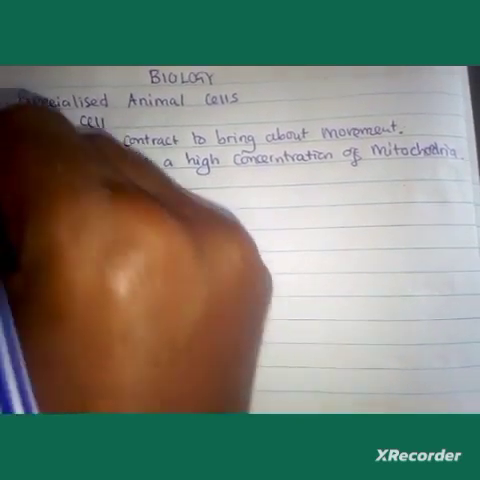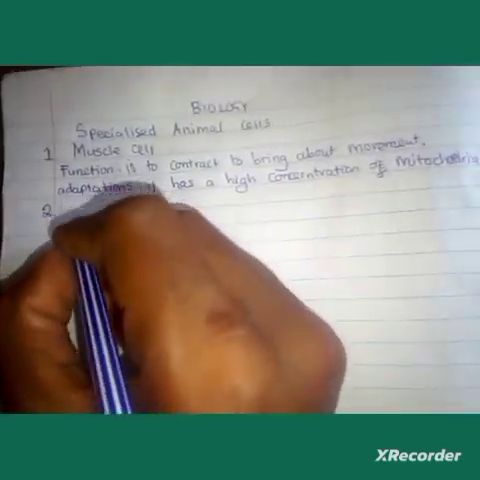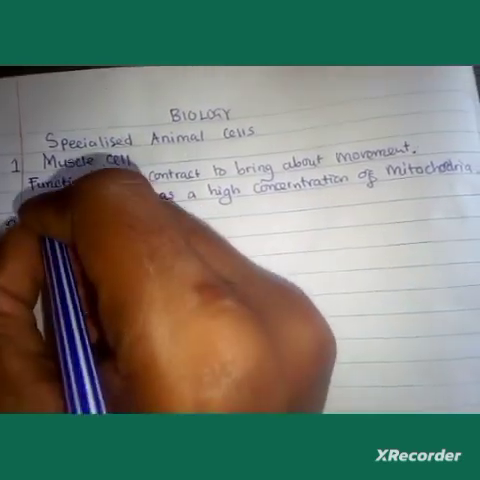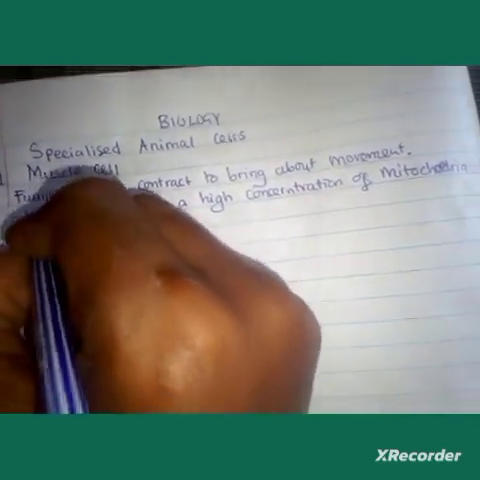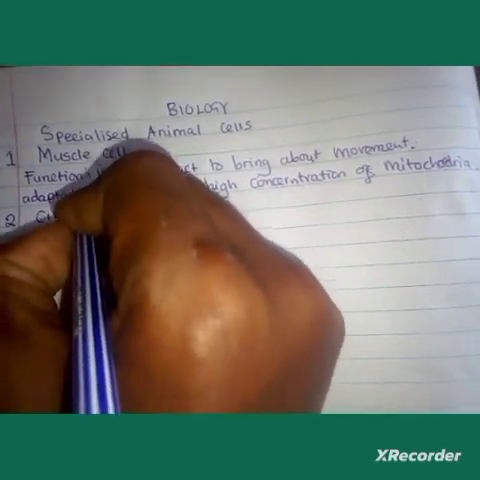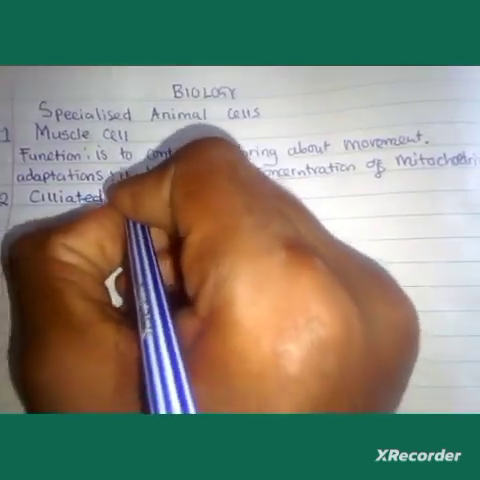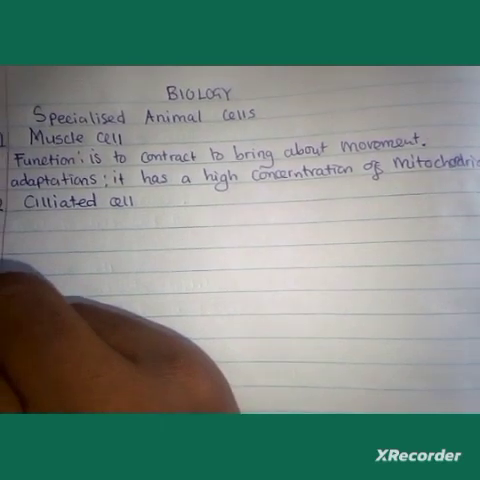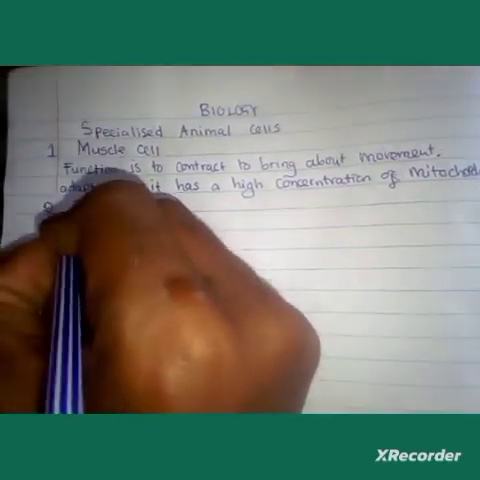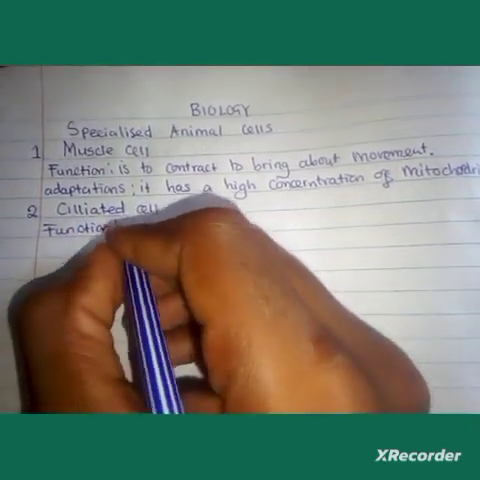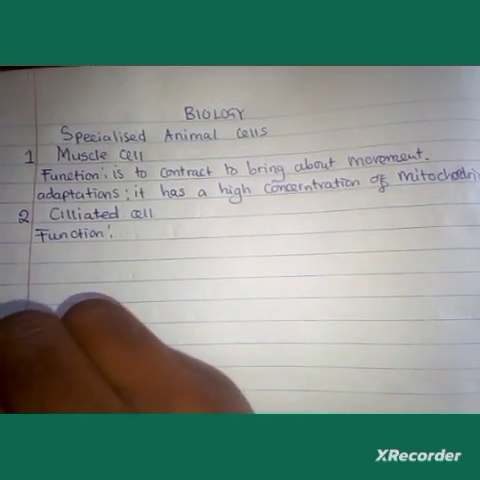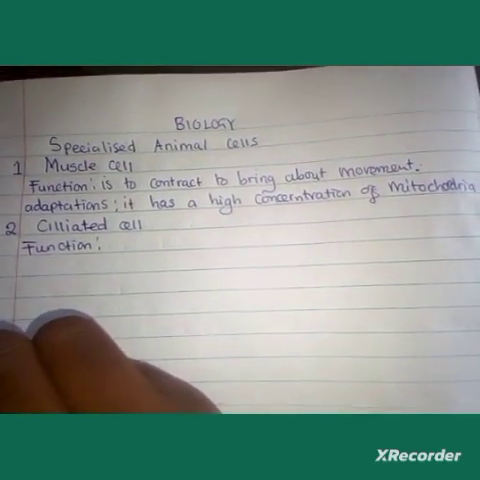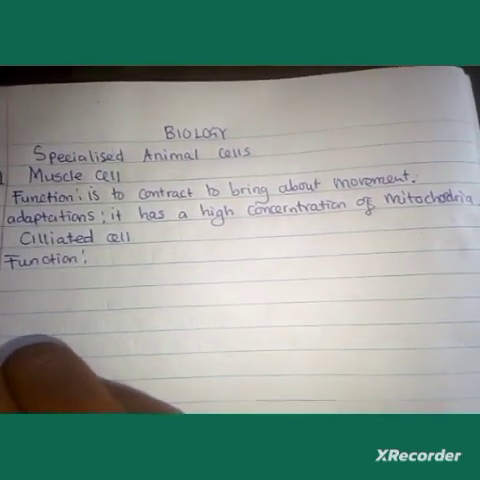Okay, so number 2, the other, we are going to talk about the ciliated cell. The ciliated cell. What is the function of the ciliated cell? So there is a certain question that came in an exam. It asked where this cell is found.